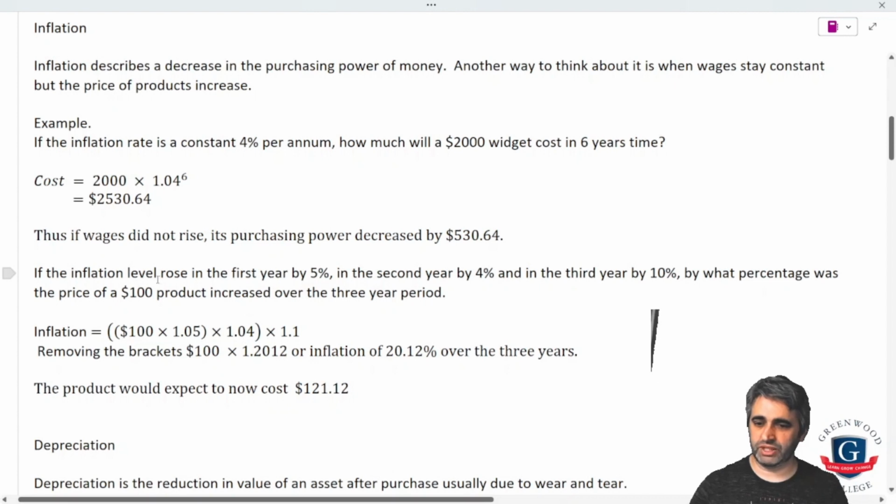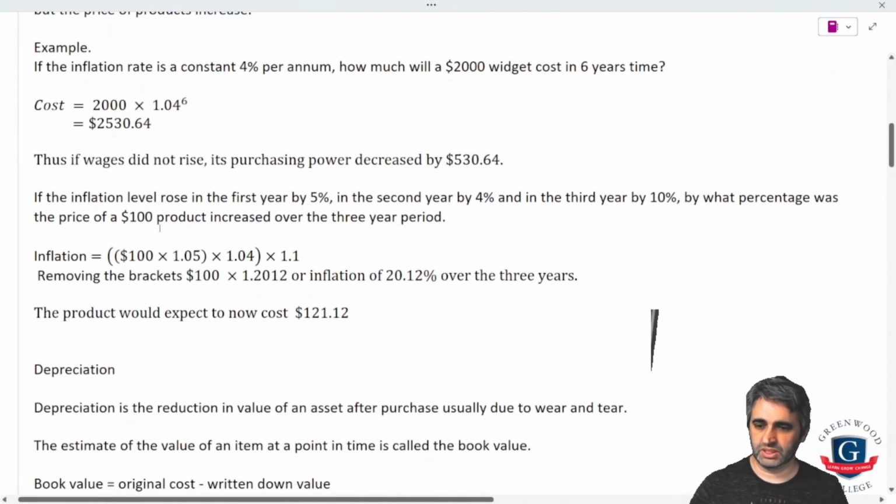Similarly, if the inflation rate rose in the first year by 5%, in the second year by 4% and the third year by 10%, you can work out the amount of inflation that's incurred over the 3-year period. It's a similar process to what we did up here. You take the $100 that we started with, then you multiply it in the first year by 1.05, then by 1.04, and then by 1.1, which is increasing by 10%. Now, if we regroup this so that we do all the multiplication together, you'll get 100 times 1.2012, and that's actually telling us the inflation over the 3-year period, which is 20.12%. So if we did this calculation here, the product would now be expected to cost $121.12. What we could have bought with $100 3 years ago, we can now buy for $121.12 today.